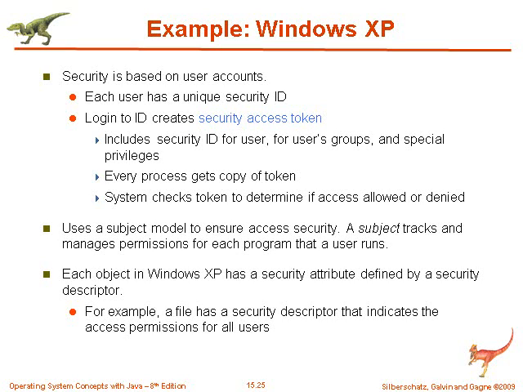Each user ID has a security access token that is checked when he or she tries to access a resource to decide whether access is allowed or not. Windows XP uses subjects to keep track of permissions on each program a user runs. It makes sure the programs don't get a greater level of access than the user running them is supposed to have.